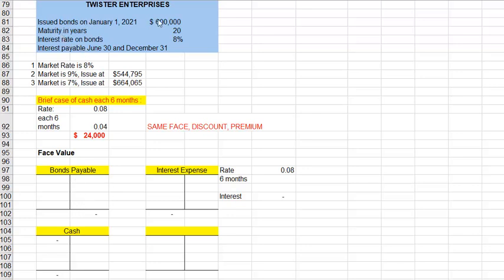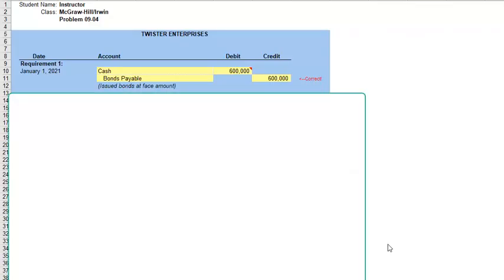On day 1, when we issue the bond, under face value, the market rate is 8%. We are going to issue a bond for $600,000 and we will receive $600,000 in cash as well. So let's go in here and record $600,000 in our bonds payable and $600,000 in our cash. So bonds payable is increasing by $600,000 and cash is also increasing by $600,000. We're seeing our journal entry here on January 1st. Cash, $600,000, bonds payable, also $600,000.